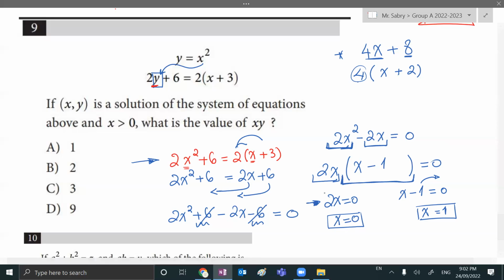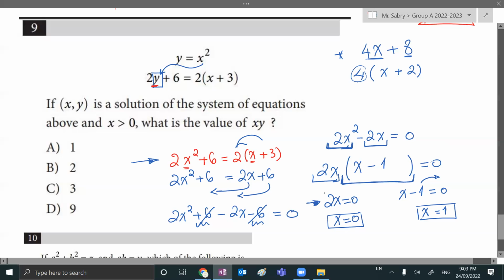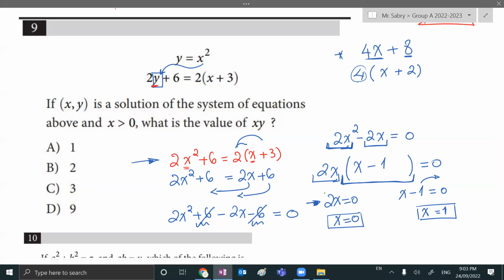You divide it by... Yes. So 0 divided by 2 is what? 0. Good. Now, on the other hand, x minus 1 equals 0. Then what do I do to find the value of x? Add 1. I'll move negative 1 to the other side by addition. So I get both x values.